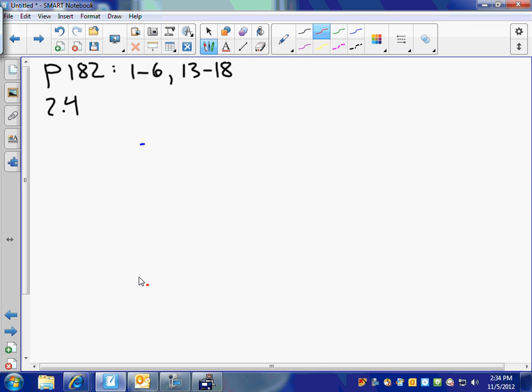Page 182, numbers 1 through 6, 13 through 18, section 2.4. Tomorrow review game, I'll give you a study guide. Wednesday is all day study guide, and Thursday's test.